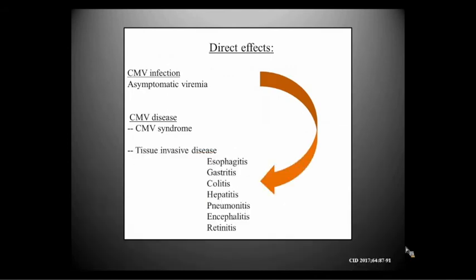All right. So in terms of CMV infection, we think of it in terms of direct effects and indirect effects of CMV. The direct effects, we have asymptomatic viremia, and then CMV disease, which is CMV syndrome, and then tissue invasive disease. And here, as you know, in transplant recipients, most of what we see is GI disease. The most common thing you're going to see is colitis, which is different from what you see in AIDS patients, where encephalitis and retinitis are more common. Those are less commonly seen in your transplant host. Pneumonitis really is more in the stem cell recipient and then maybe in the lung recipient, but not otherwise.